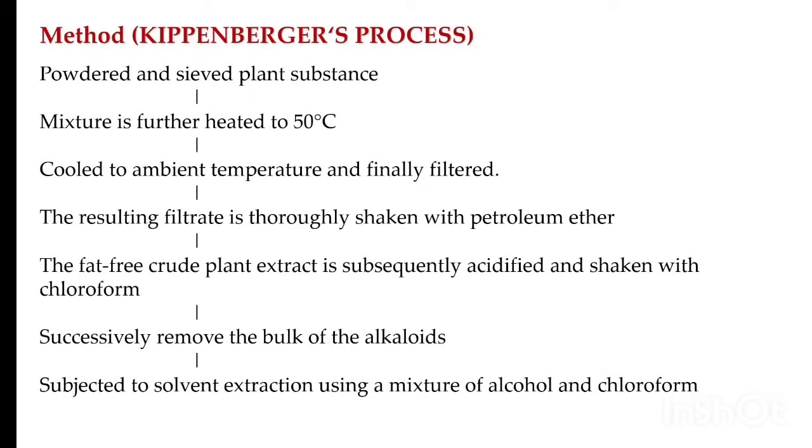Method: Kippenberger's process. The powdered and sieved plant substance is mixed in, further heated to 50 degrees Celsius, cooled to ambient temperature and finally filtered. The resulting filtrate is thoroughly shaken with petroleum ether. The fat-free crude plant extract is then acidified and shaken with chloroform. Successively remove the bulk of the alkaloid, and subject it to solvent extraction using a mixture of alcohol and chloroform.